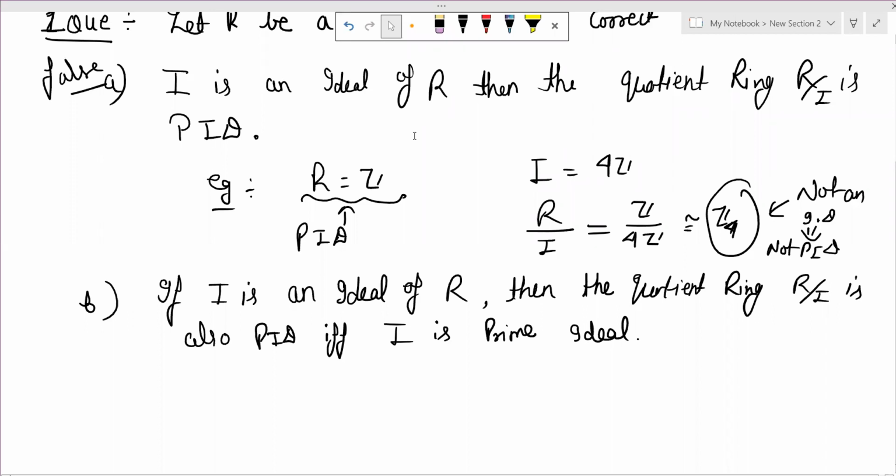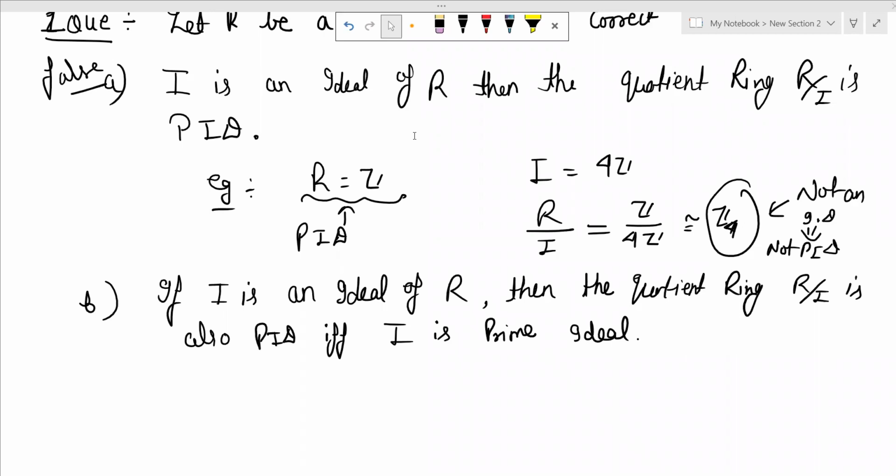Now you have an idea that this statement is true, but how to proceed? Someone should tell me. Do we use the correspondence theorem here? Yeah, exactly, we have to use the correspondence theorem. So how will you use it? Suppose J is an ideal in R mod I. Then we have to find an ideal in R that contains I. The correspondence theorem will give us that.